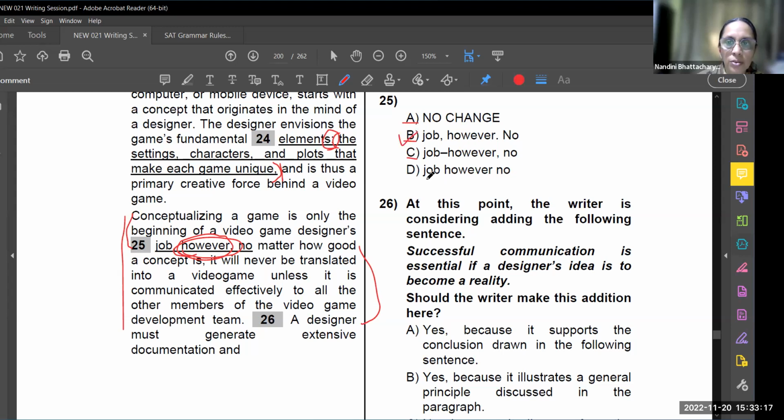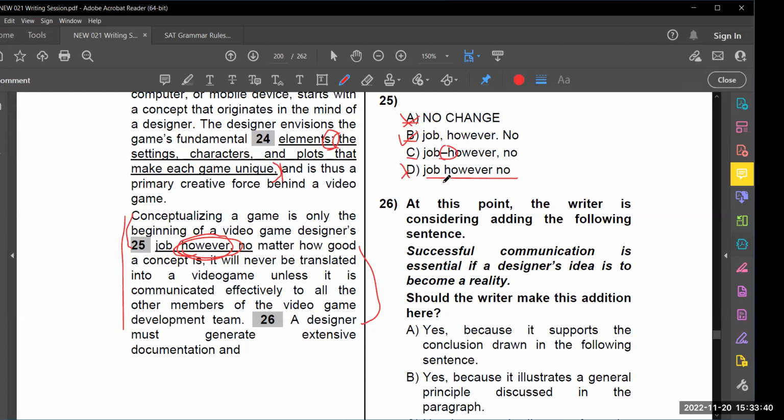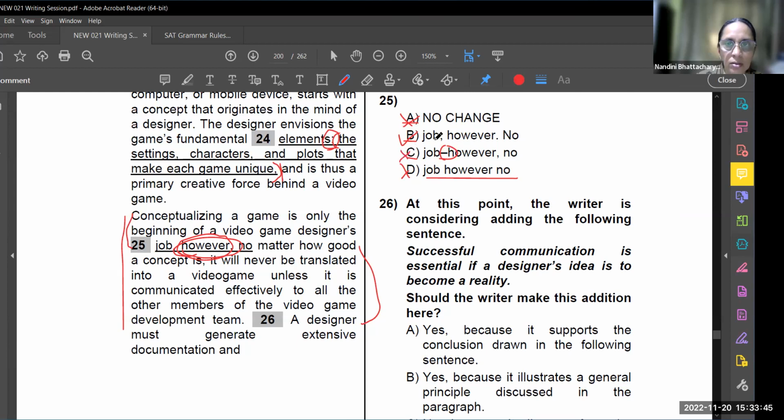Now, D is not an option. It has done away with all the commas and combined the whole thing into one compound sentence, which is wrong. Now, no change also we have eliminated. Now we look at C. Job dash, however. Does this dash work? Ma'am, the dash will not come between job and however. Right. So we have eliminated C also. The only option we have is B. So we go with B. No further thinking about where to place however.